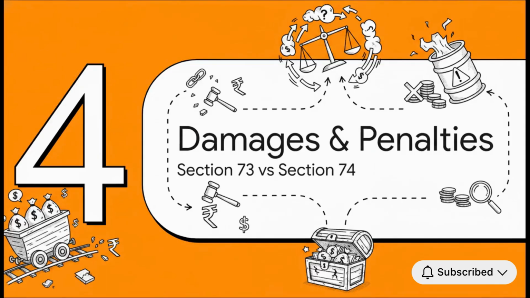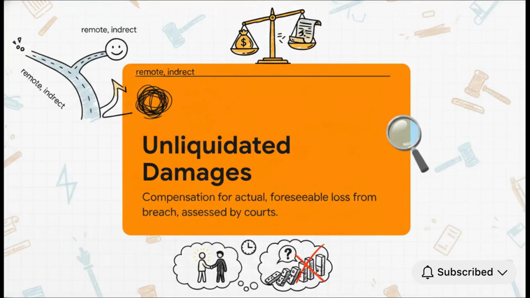Let's pivot to Section 4, Calculating Damages and Penalties. This is the big battle between Section 73 and Section 74. So when the mine actually goes off and the contract gets breached, the Act splits the financial fallout into two distinct paths. First up, Section 73, Unliquidated Damages. If you didn't agree on a specific penalty beforehand, you claim these. The court steps in and assesses compensation to put the aggrieved party in the position they'd be in if the contract had actually been fulfilled.